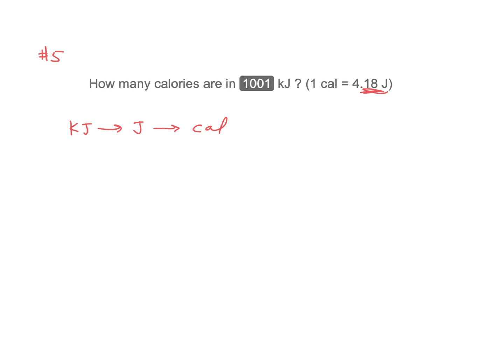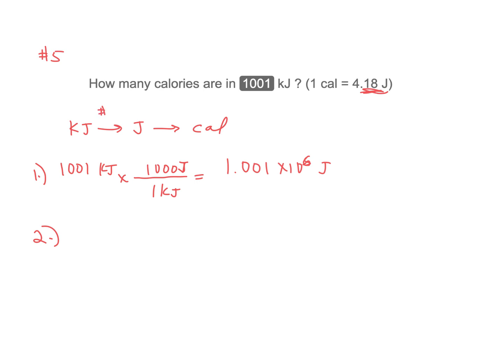So taking a look at those steps, right? Our first step, I've got 1001 kilojoules, and I know for every 1 kilojoule, I have 1,000 joules. So I multiply 1001 by 1,000, right? And I get 1.001 times 10 to the 6 joules.